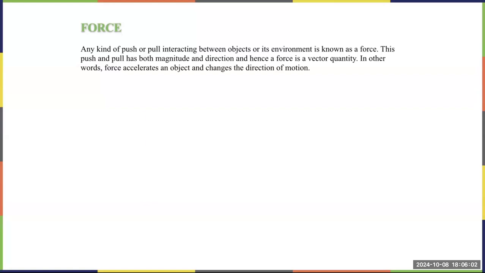In other words, if we apply a force, then that force will make an object move. And once that object is moving, there is a velocity, and that means there is some acceleration, right?